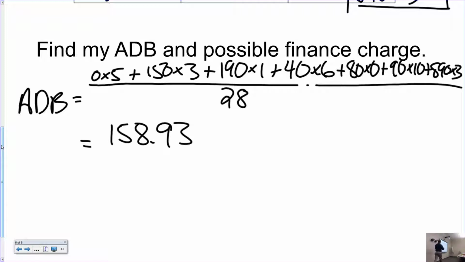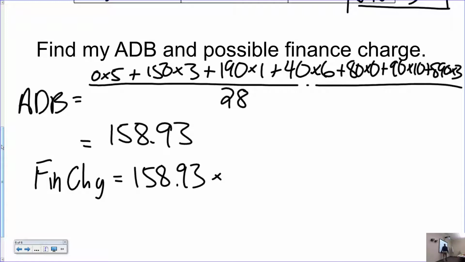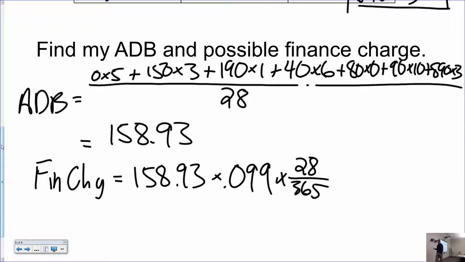158.93. So what would I do to find the finance charge? Simple interest. 158.93. Don't forget how to do 9.9%. 0.099. And then last but not least, 28 over 365. Don't forget the 28 over 365.